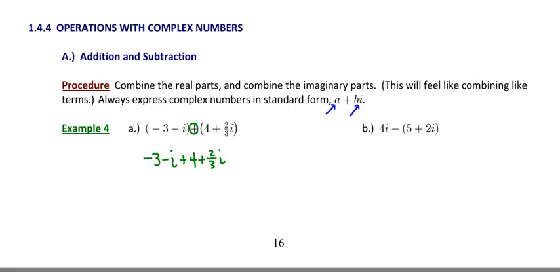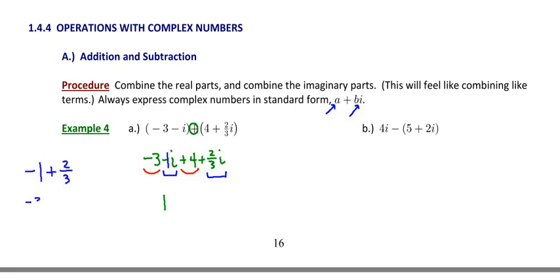Now I want to combine the real parts. So I'm going to take negative 3 plus 4. That gives me real number 1. And then we want to add negative i to 2/3 i. Now, the coefficient on that i right there is understood to be a 1. So for a minute, I'm going to ignore the i, and I'm going to combine the coefficients. We have negative 1 plus 2/3.